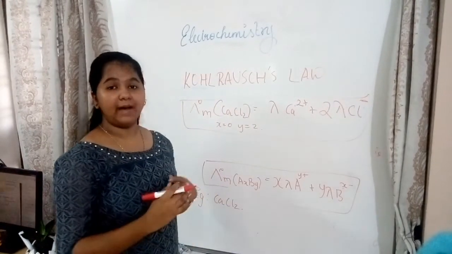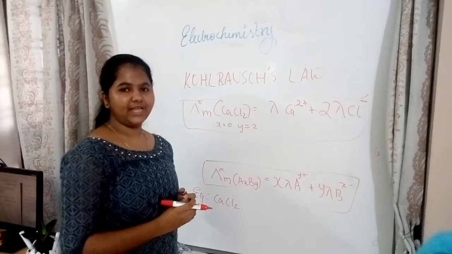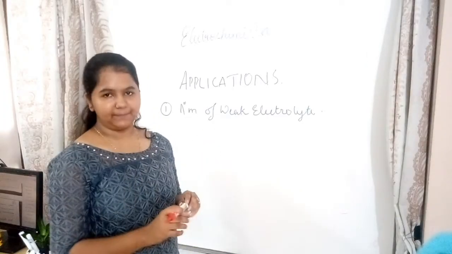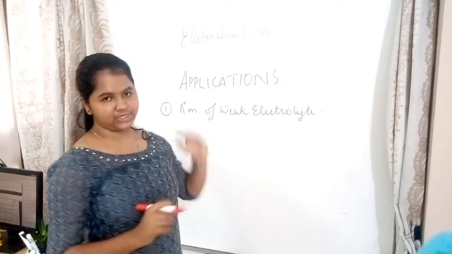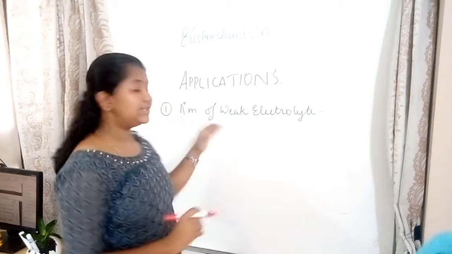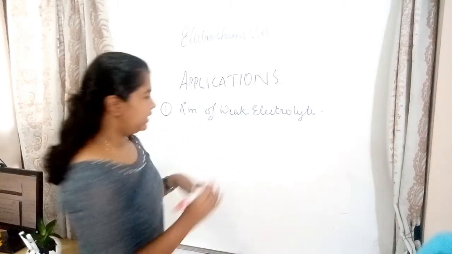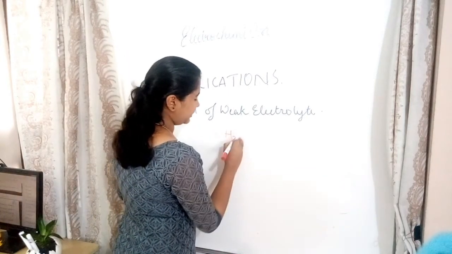Okay, now we have some applications to learn. We will learn about the applications in detail. Now we will discuss the applications. So the first application is determination of lambda 0 M of a weak electrolyte. So let's begin with an example. We will take the example of CH3COOH.